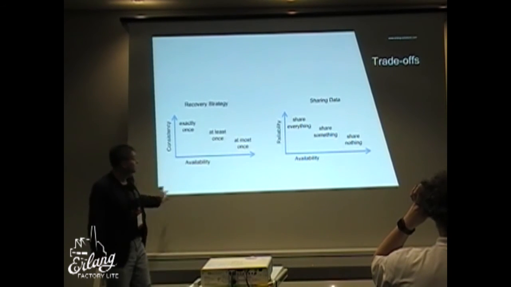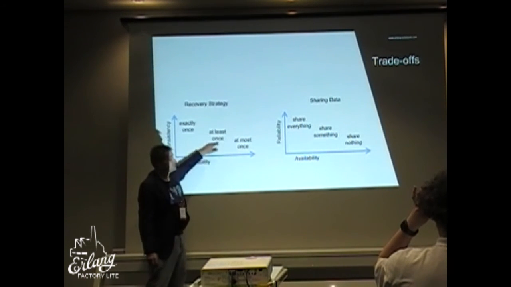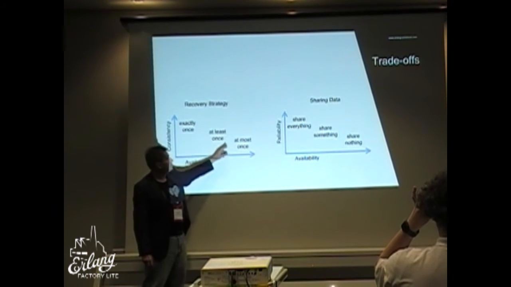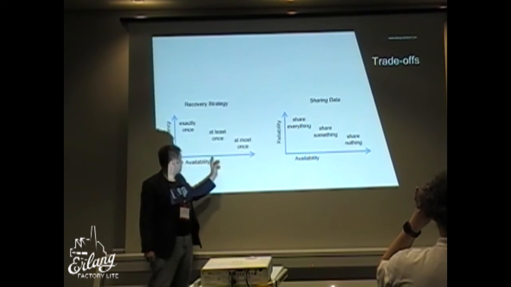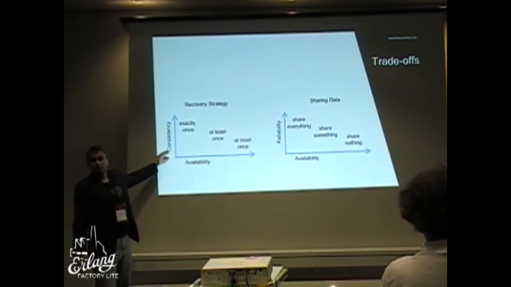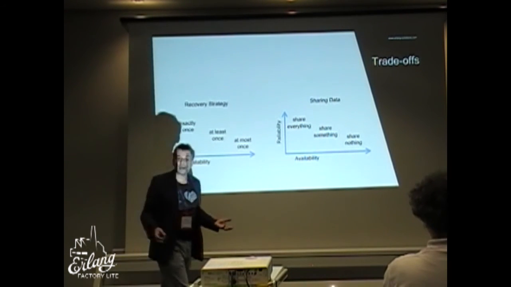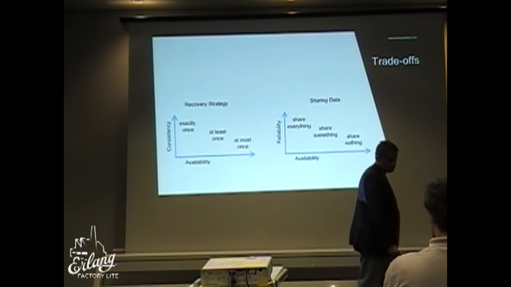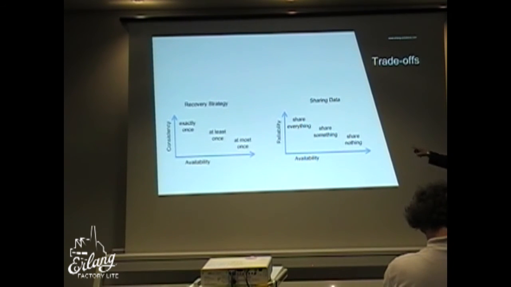But that's also the least available, because if you lose a node, you might have to take your system offline to guarantee consistency. And you've got at least once in the middle, and at most once is obviously the most available, because you just fire and forget. But it's also the least consistent, because you might lose requests along the way, and so your data doesn't become that consistent. And the same applies to reliability.